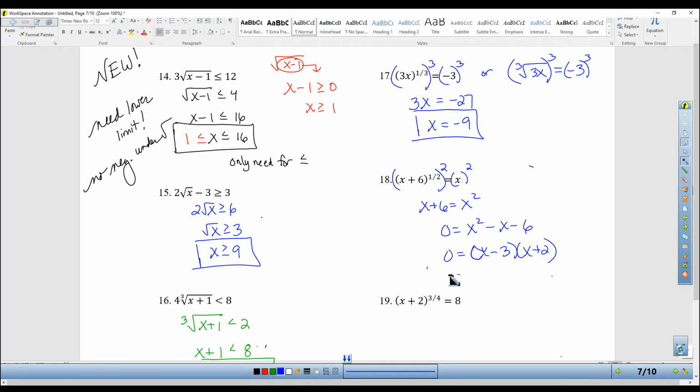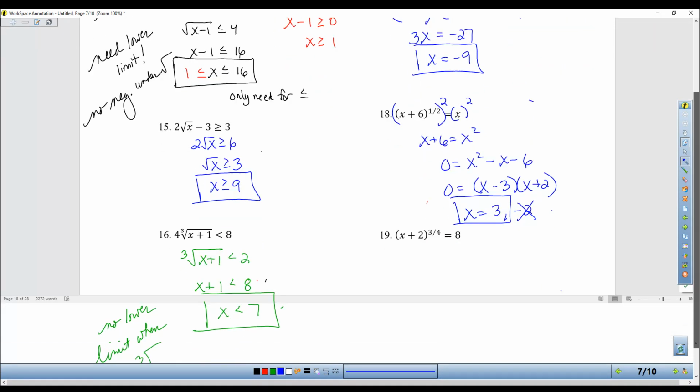It gives me 2 answers, but if you check them both, you'll see that one of them is extraneous, and so you should cross that one off. If you forget to cross it off, you'll lose points.